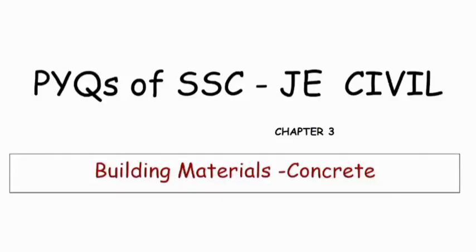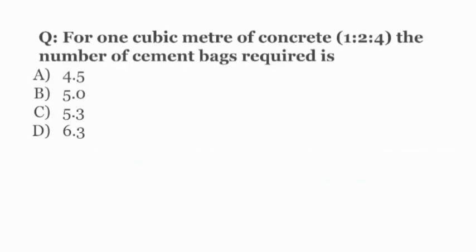Previous year questions of SSC JE Civil, Building Materials, Chapter 3, Concrete. For 1 cubic meter of concrete with cement, sand and coarse aggregate in the ratio of 1:2:4, the number of cement bags required is option A 4.5, option B 5, option C 5.3 and option D 6.3. The correct answer is option D 6.3.